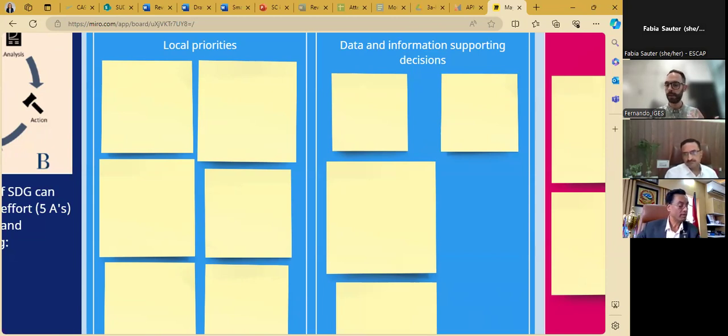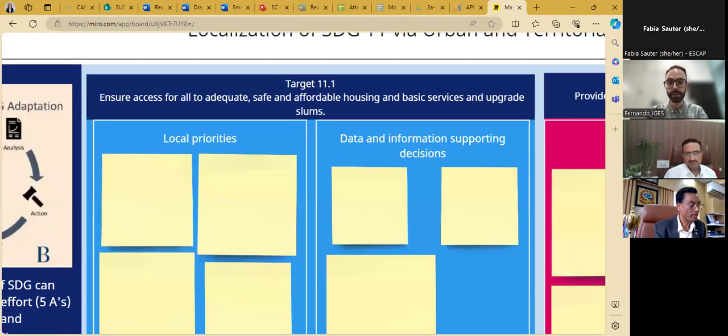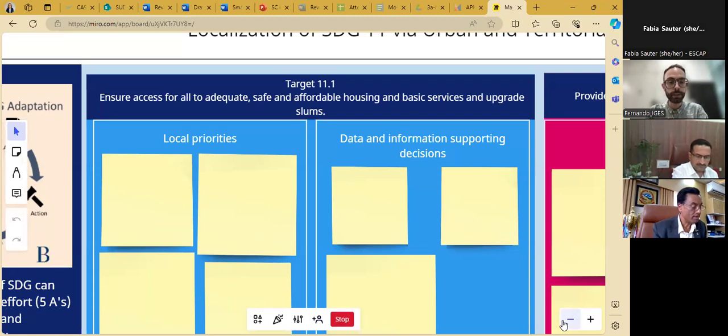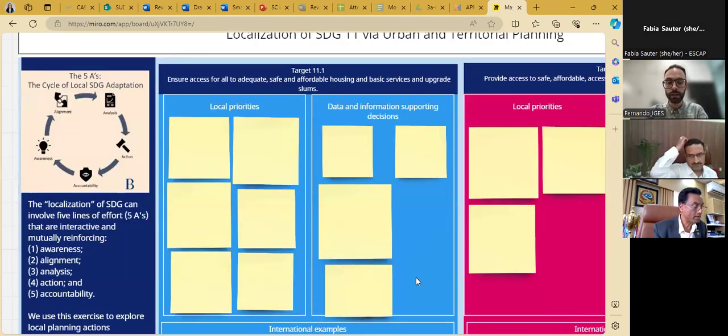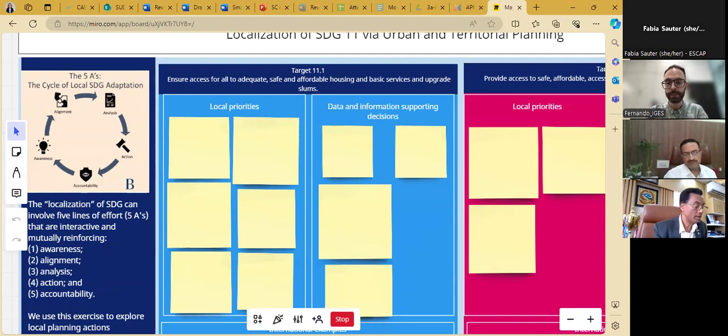So we will start with target 11.1. We will provide some examples if you think of things. Target 11.1 goes: ensure access for all to adequate, safe, and affordable housing and basic services and upgrade slums. So again, try to think which are the local priorities as they relate to your municipality, and then which data or which information will help you make the right decision. It depends on your own context and on your experience as mayors.